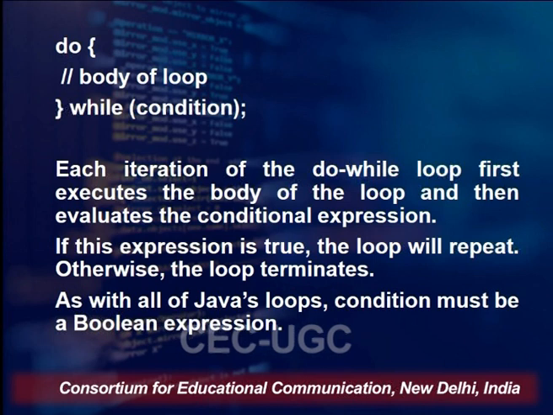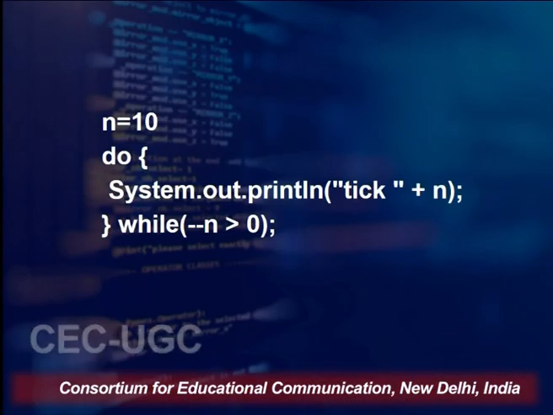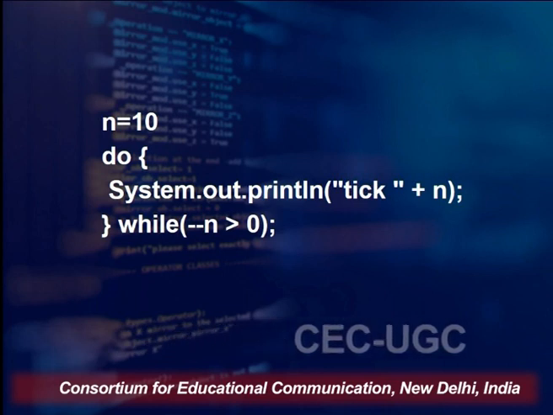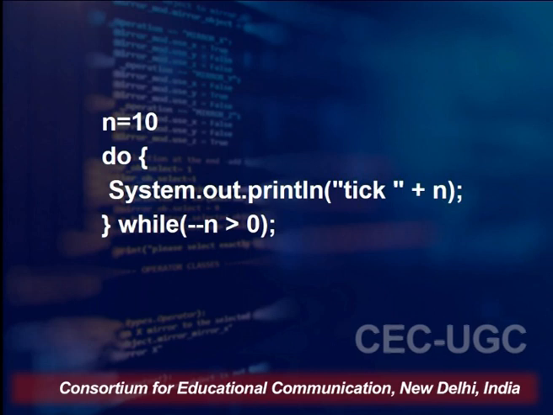And as with all of Java's loops, we should have a Boolean expression in the form of a condition, or it could be a Boolean variable also. So here, in the similar count example, we have taken n equal to 10 and do System.out.println count followed by the value of n, while --n greater than 0. This was the similar program we took for while, printing count of 10, then 9 till 1. That similar program is here being executed with the help of do while.